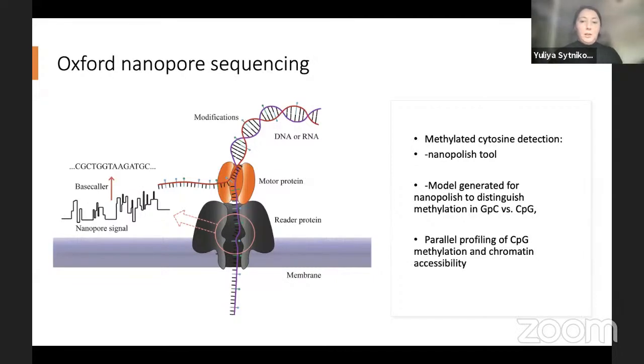So one could use the so-called nanopolish tool for this inference, and authors of a recent paper successfully adjusted it for both GpC and CpG detection, and in that way one could detect a profile of both nucleosomes and chromatin accessibility and DNA methylation on the same molecule of DNA.